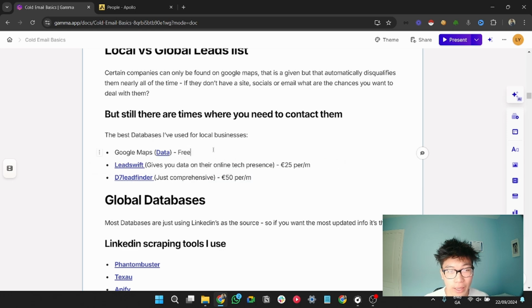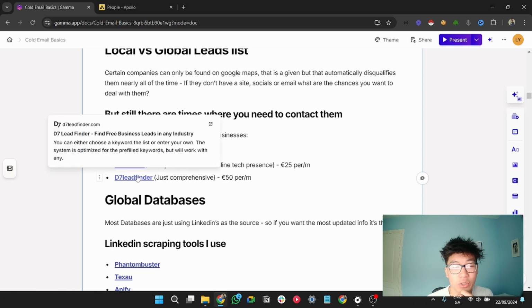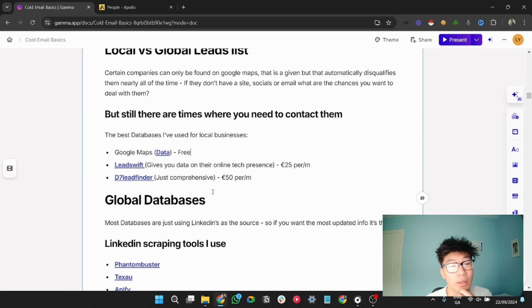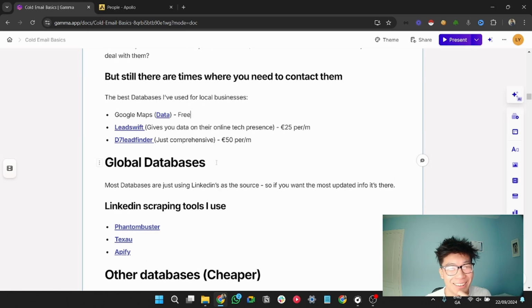Lead Swift is just another database I use specifically. It's good for finding service-based businesses, generally, and there's a lot of data. And D7 Lead Finder is for if you want pure volume, just do that.